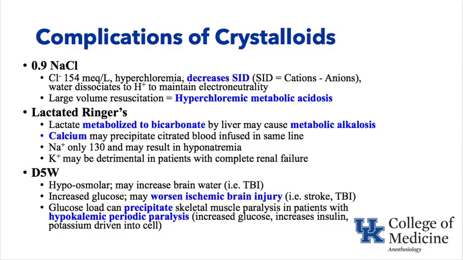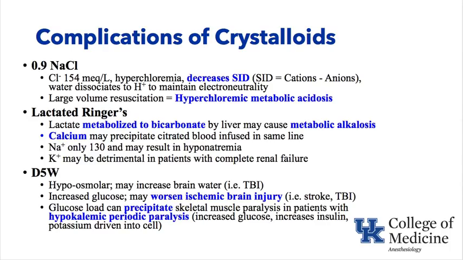Calcium that is present in lactated Ringer's can precipitate citrated blood infused through the same line. Packed red blood cells have citrate in them to chelate calcium so that packed red blood cells will not coagulate. Now, if you combine lactated Ringer's with citrated blood, you may get microprecipitates. There's only about 130 milliequivalents of sodium in lactated Ringer's, and you can get hyponatremia if large amounts of lactated Ringer's are given. And there is some potassium in lactated Ringer's that in patients with renal failure may be detrimental.